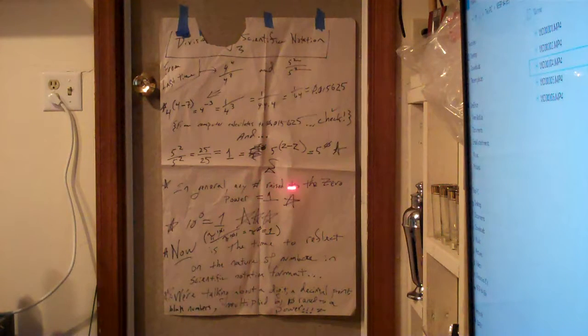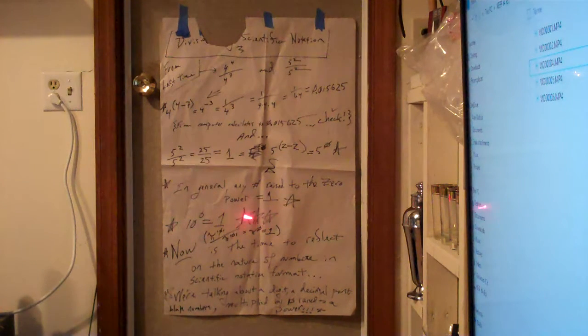In general, any number raised to the 0 power does equal 1. I know that's counterintuitive, but you can check it anytime you want. You can do it with 5, you can do it with 4, you can do it with whatever. And you will always get that. Once again, turn to your calculator and check it out.